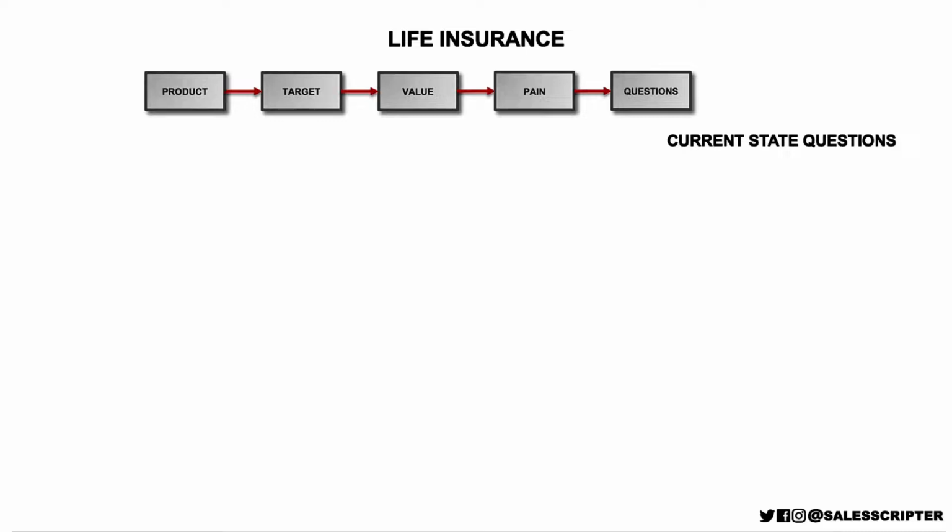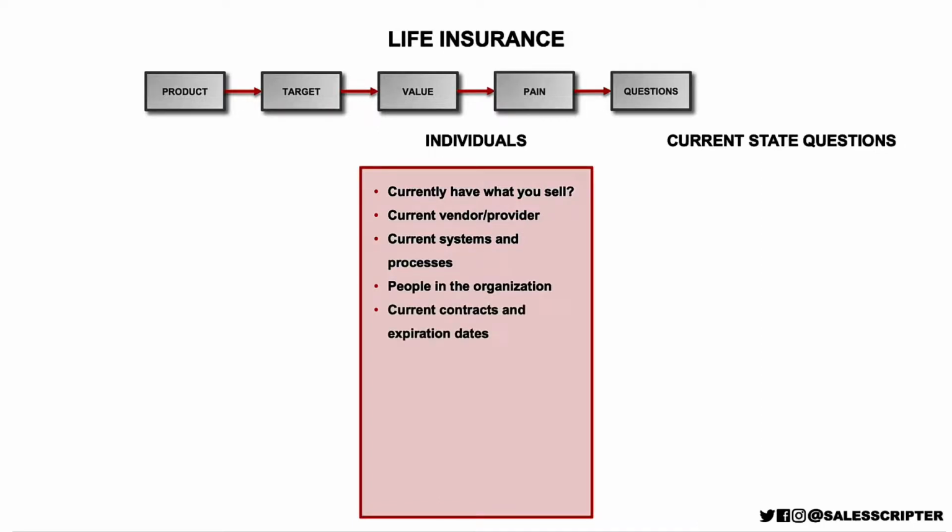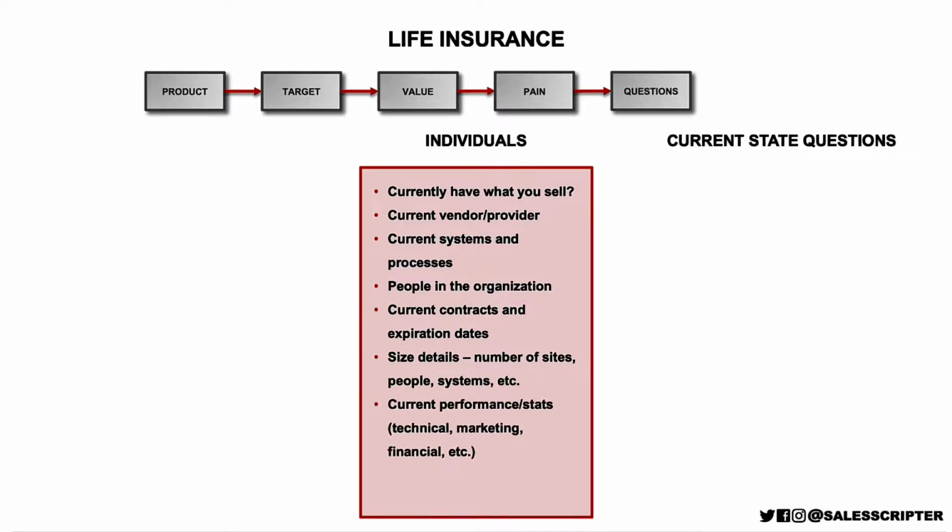So I can't tell you exactly what current state questions you should ask, but for this particular sales script, we can create a set of current state questions. What I can do is provide you a list of areas that you might want to think about asking about. For example, you certainly want to ask prospects if they currently have or have currently bought what you sell, maybe who they purchased from, maybe any details around current systems or processes, people in the organization, any current contracts and expiration dates, probably some size details related to what you sell, current performance stats in the area where you have something to offer, maybe the last time they looked at purchasing what you sell.